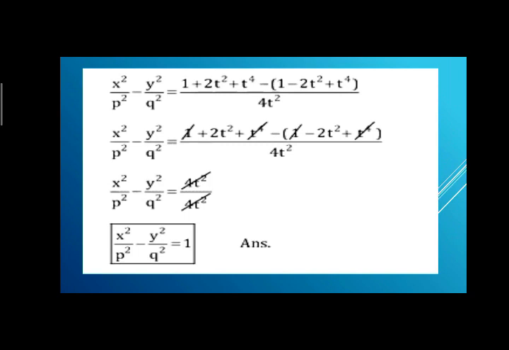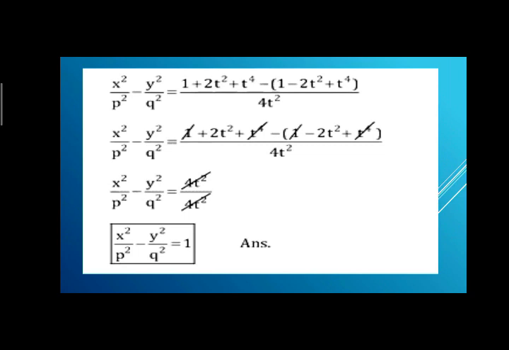Now to cancel both of these terms, you just get the answer 1. After the simplification, you see that there is no term related to t. It means you easily eliminate the variable t from the equation by using the formula method. So here you have x square by p square minus y square by q square equal to 1. Hopefully you all understand and can easily solve all these questions by using these three methods: substitution method, comparison method, and the formula method.